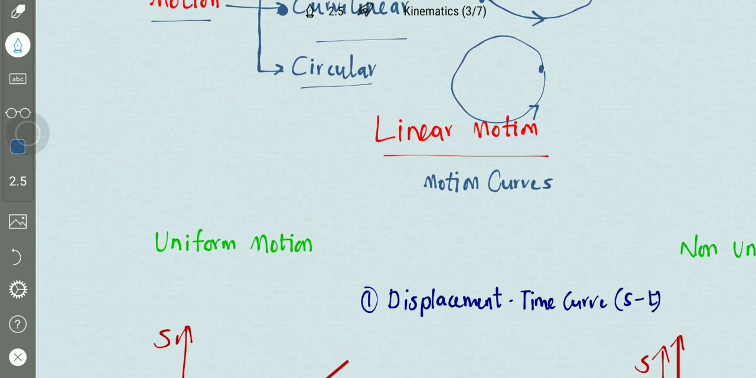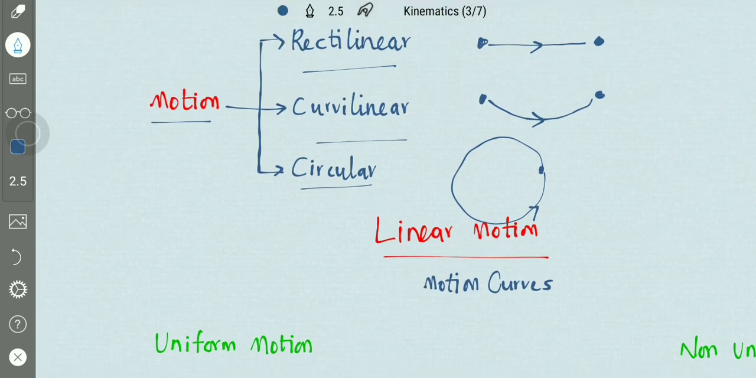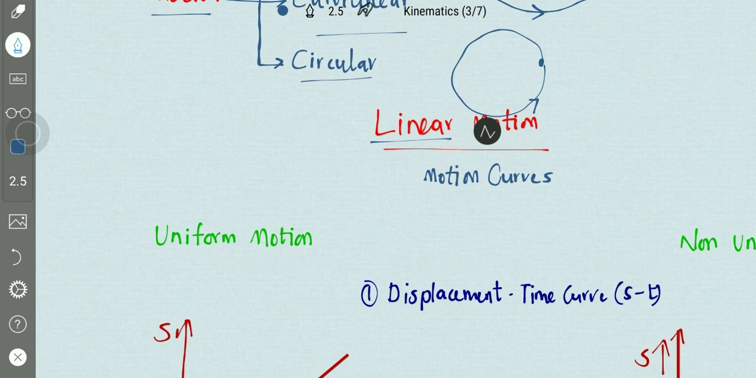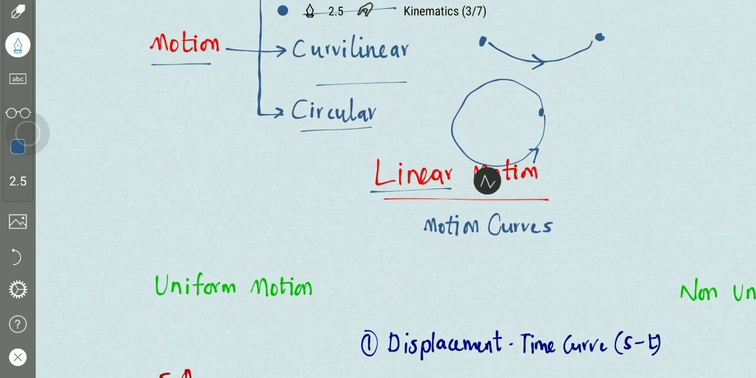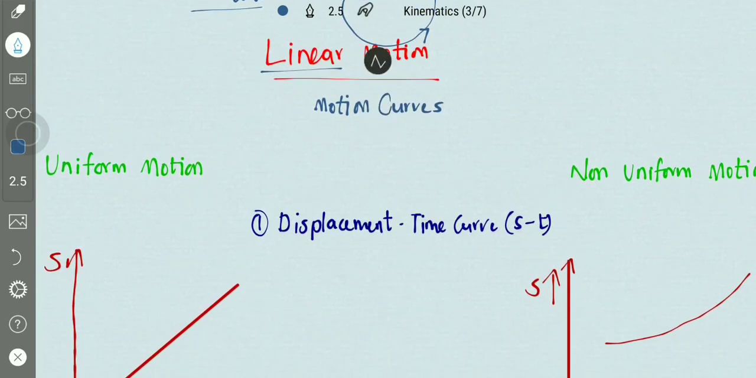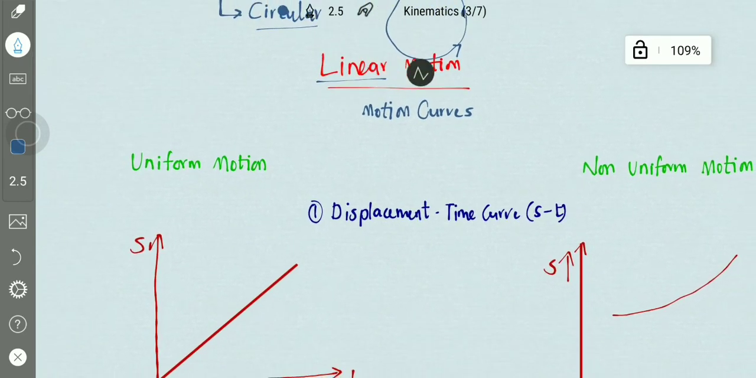So let us see these types of motion one by one. First one is linear motion. What is linear? Rectilinear, or simply it can be called linear motion. Linear motion is the one which travels in a straight line. In linear motion, the motion can be uniform motion and non-uniform motion.